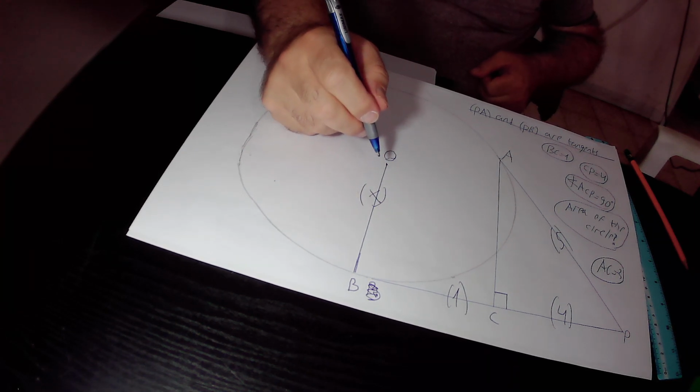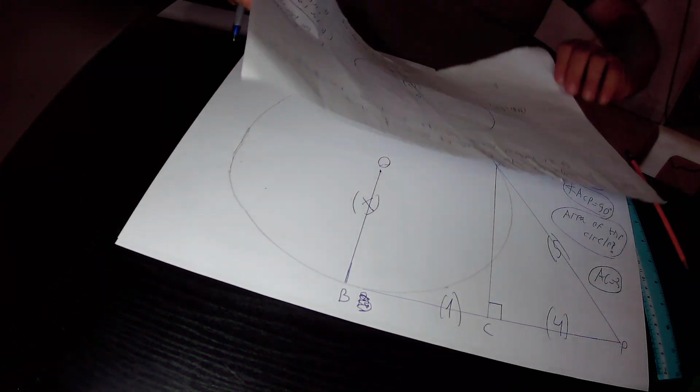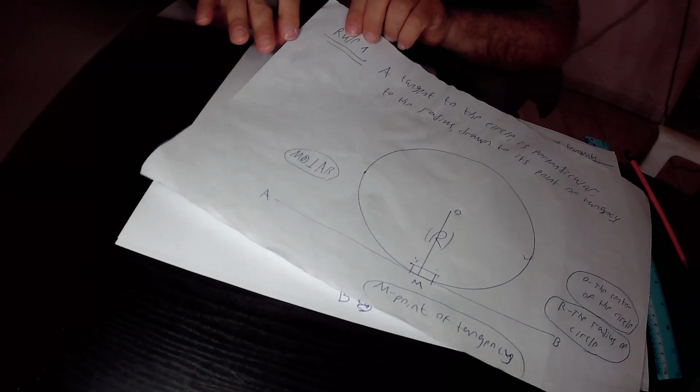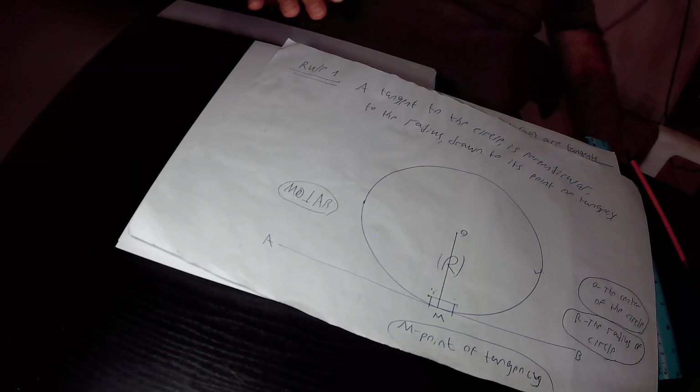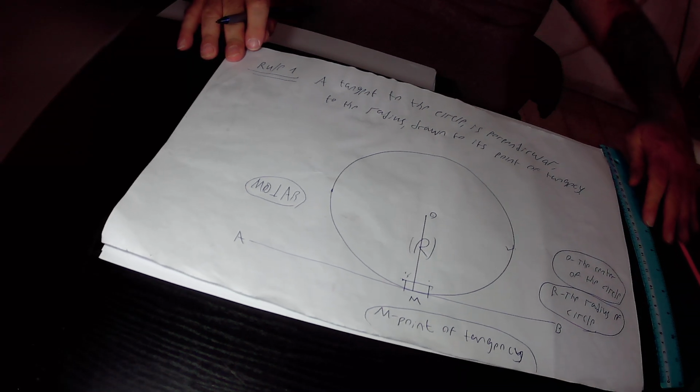So here we can implement rule 1. We'll talk quickly about rule 1. According to rule 1, a tangent to the circle is perpendicular to the radius drawn to its point of tangency.